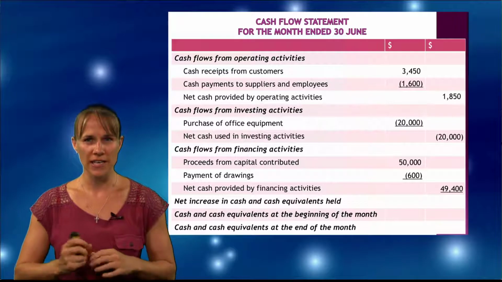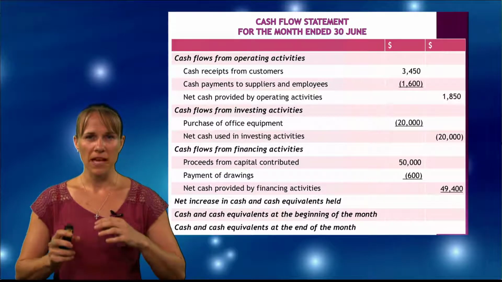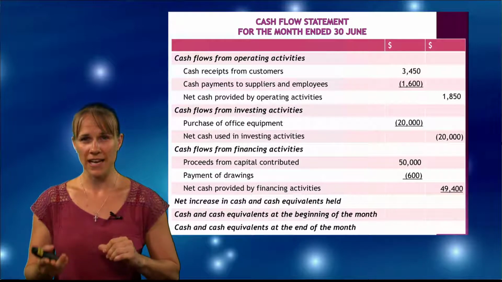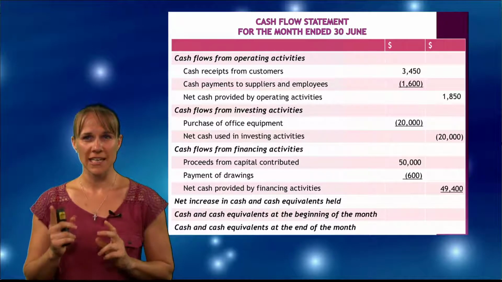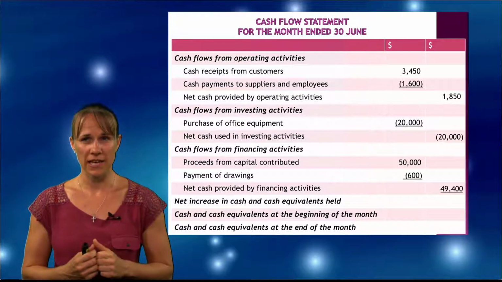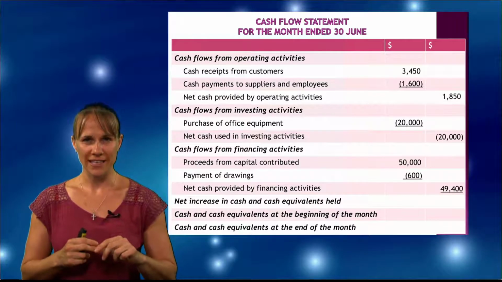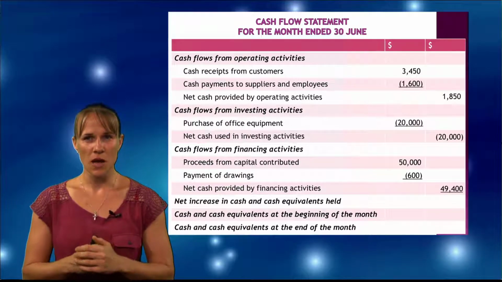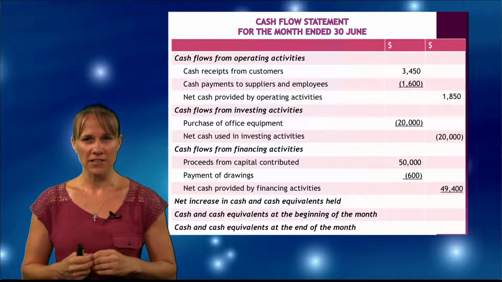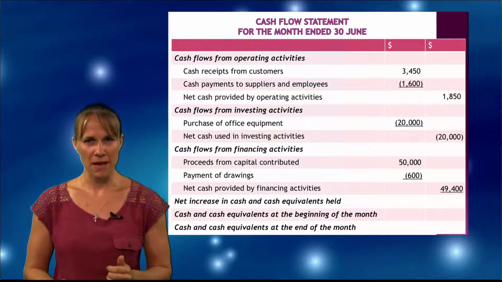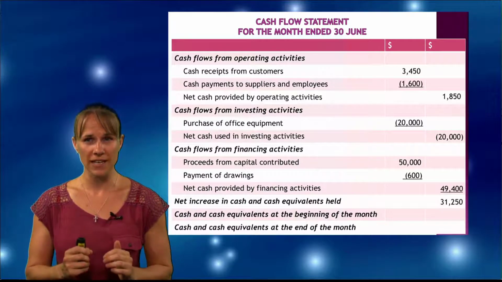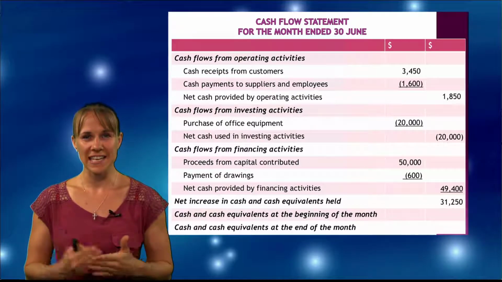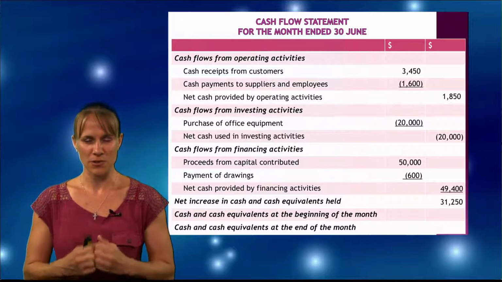So now that we've got all of our items into our cash flow statement, we've totaled up each of our categories here. Our next step in the cash flow statement is to determine what's the net increase in cash and cash equivalents held. So what we're going to do is take each of those three totals and add them together. So we take $1,850, we subtract $20,000, and then we add $49,400. And the figure that gives us is a positive figure of $31,250. So we can say that's a net increase in cash and cash equivalents held.